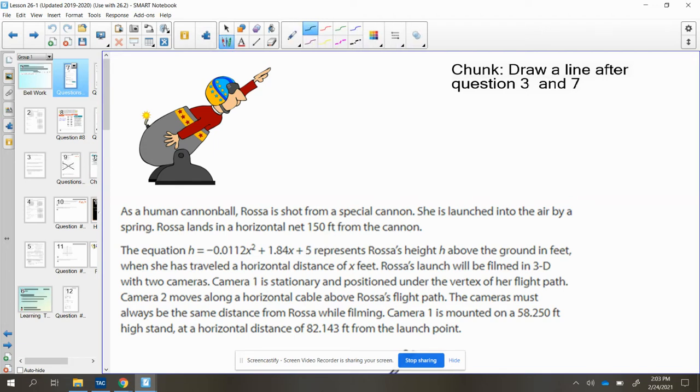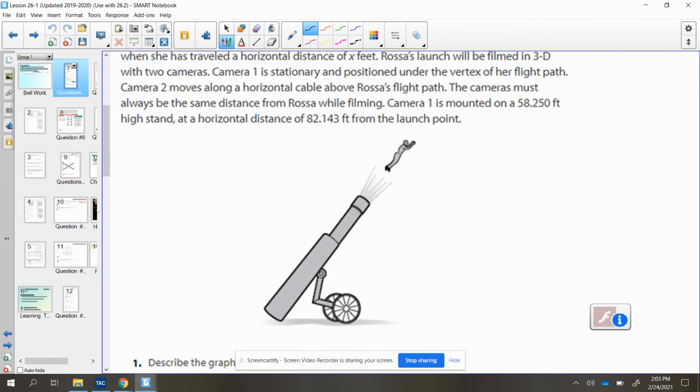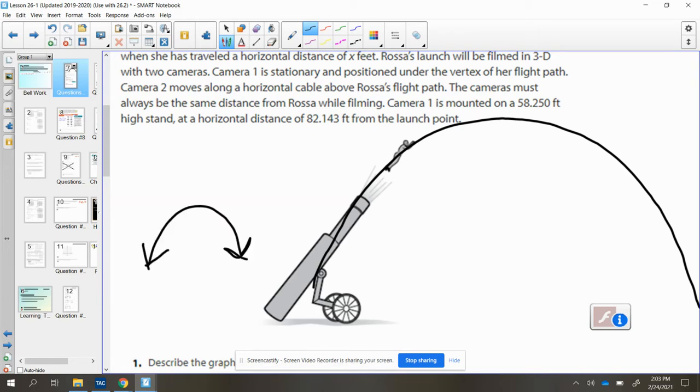There's a human cannonball. So if you think about the trajectory of someone who is being shot out of a cannon, they're going up, out, and back down, right? So we see this concave down parabola, right? If you think about the shapes that we know would be looking like a parabola like this.